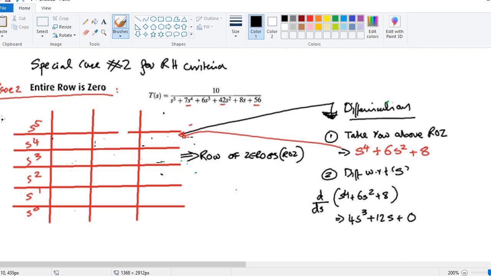As we mentioned previously, the first row will be the odd and the second row will be the even. That's because this one starts at s raised to 5. So the first row will be 1, 6, and then 8. And the second row will be 7, 42, and 56.